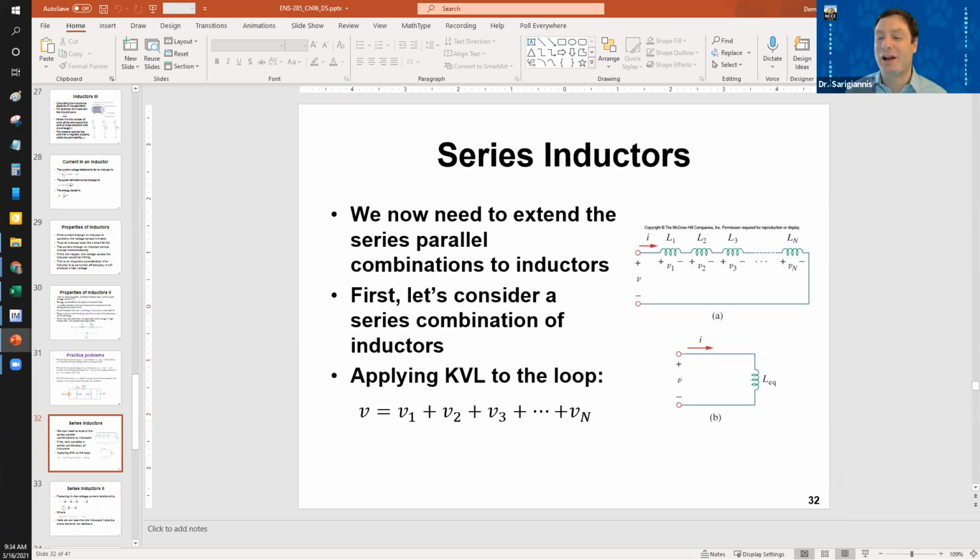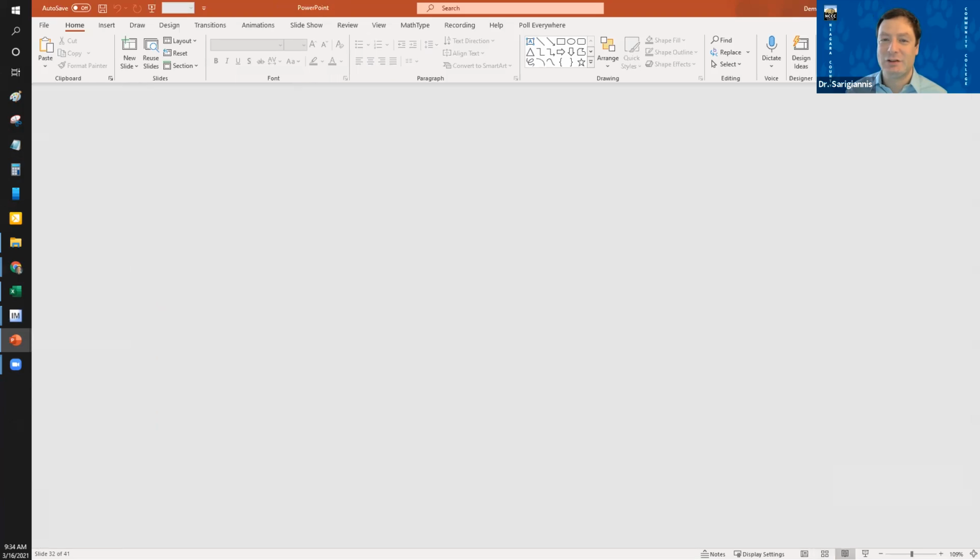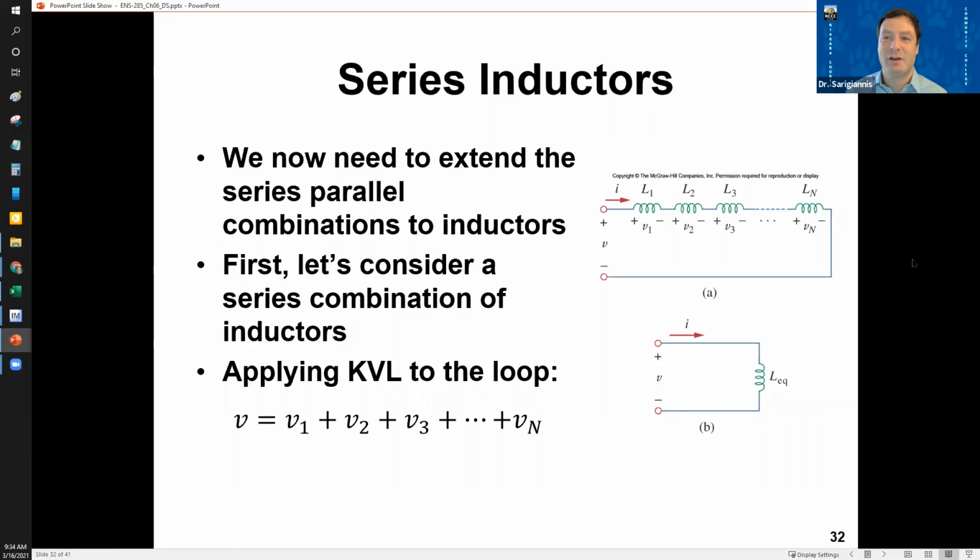Right, so we were talking about inductors last time, and inductors are interesting. So this is just a quick derivation, just like we did with capacitors, right? How do they act in series? How do they act in parallel? So let's look at inductors.